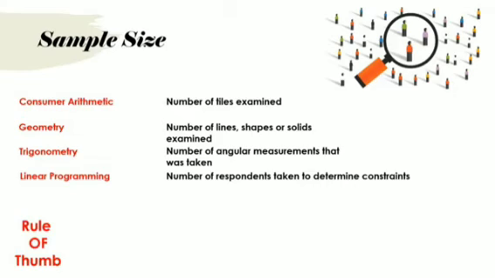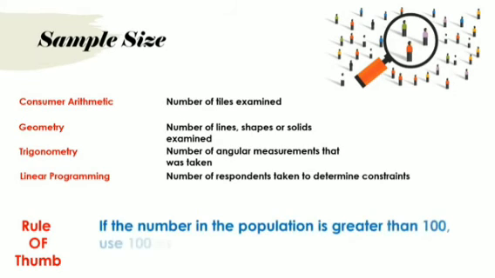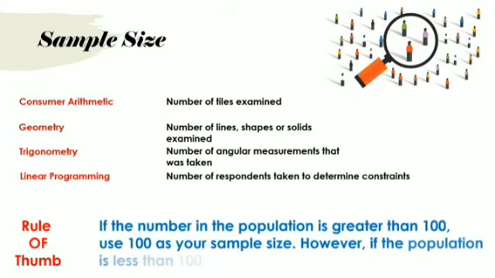Here is a rule of thumb. If the number of the population is greater than 100, then use 100 as the sample size. However, if the population is less than 100, use the entire population.